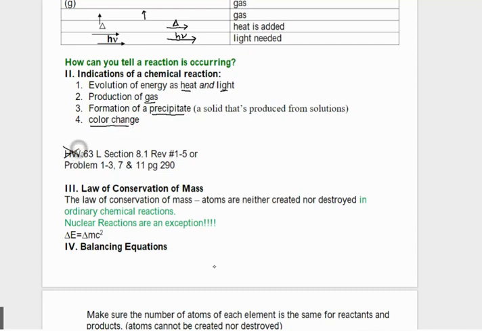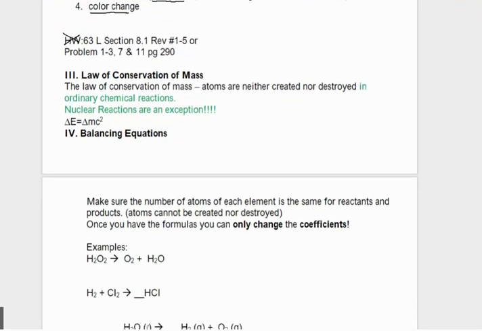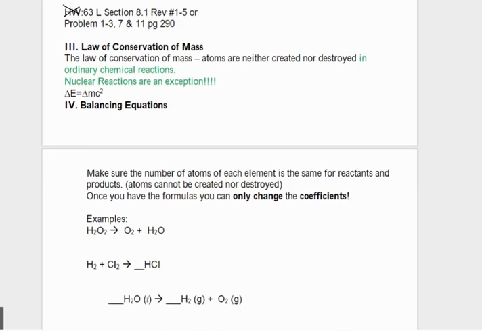This is not your homework. These are optional. If you want more practice, you can look there. What we need to finish up is balancing equations.